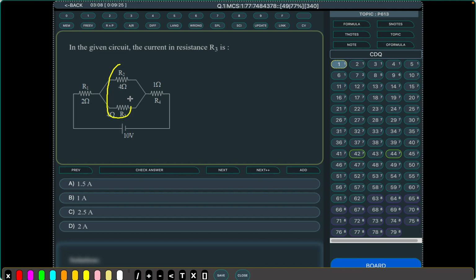These two 4 ohm resistors are connected in parallel. So this will result in R equal to 2 ohm. When two resistances of equal value are in parallel, the value will be half. Now this two and this one, these resistances are in series, so the final resistance will be 2 plus 2 plus 1, 5 ohms. Now the net voltage is given as 10 volt, so we can calculate the current.